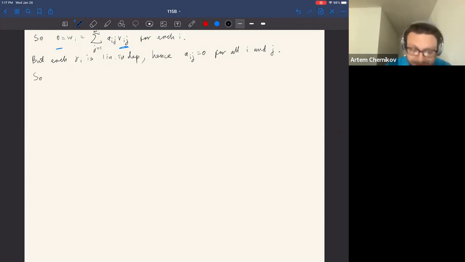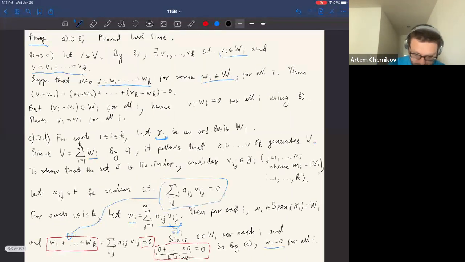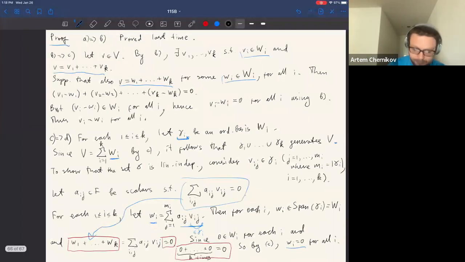So the conclusion is that gamma 1 union gamma 2, etc., union gamma k is linearly independent. And so it is a basis for V, okay? Because we already know it spans V, and now we have demonstrated that it is also linearly independent. All right, so we have this. So this proves the implication C implies D, okay?